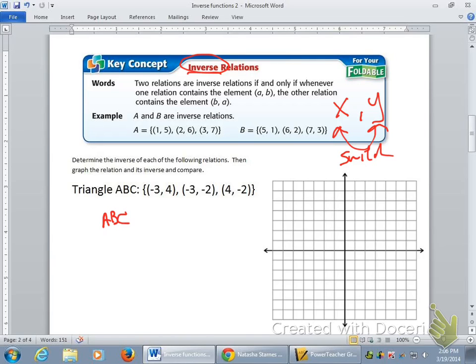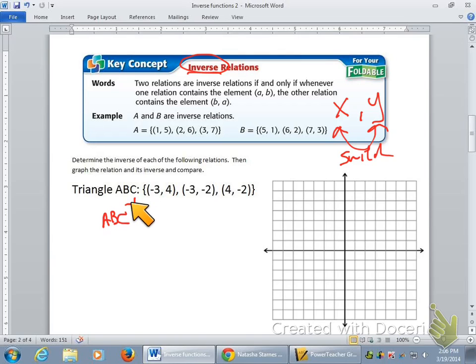Now I'm going to show you a new notation. Oftentimes when we deal with functions and relations and inverses, we'll use this symbol right here to represent an inverse. What does that look like to you? Looks like a negative exponent, doesn't it? It's not. Okay? In this situation, this means it's an inverse.